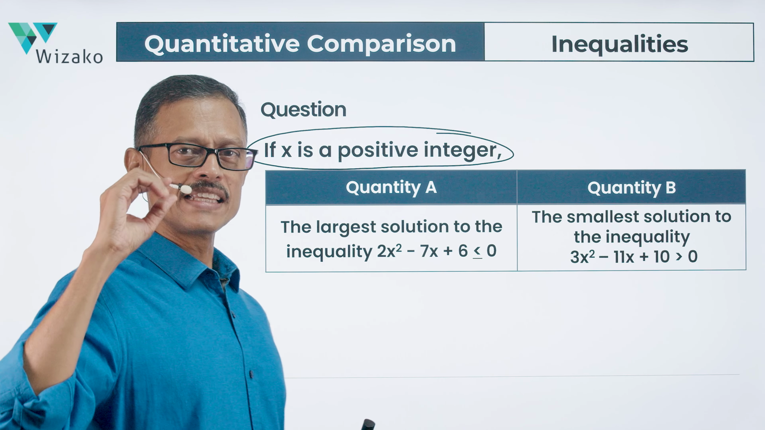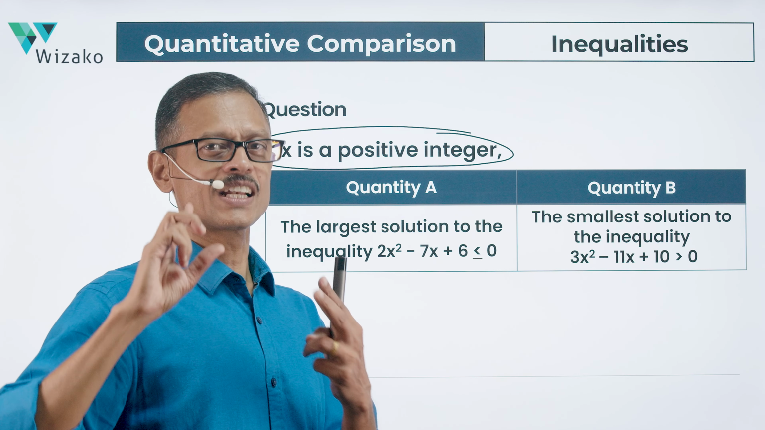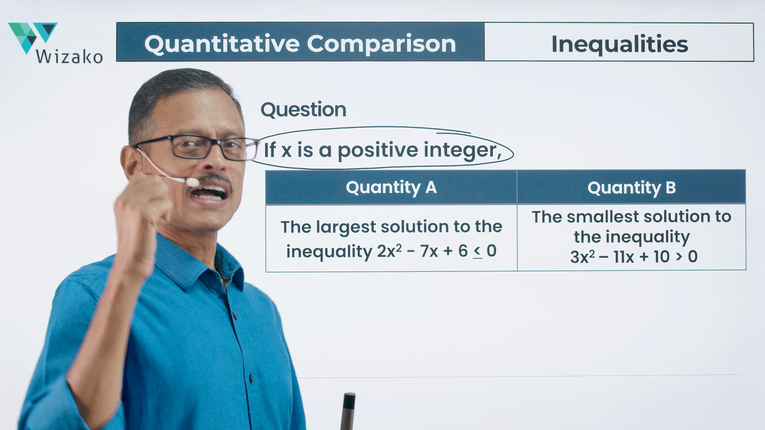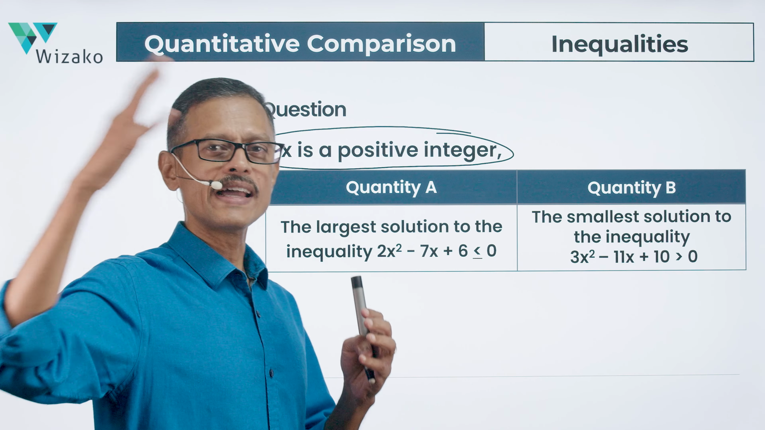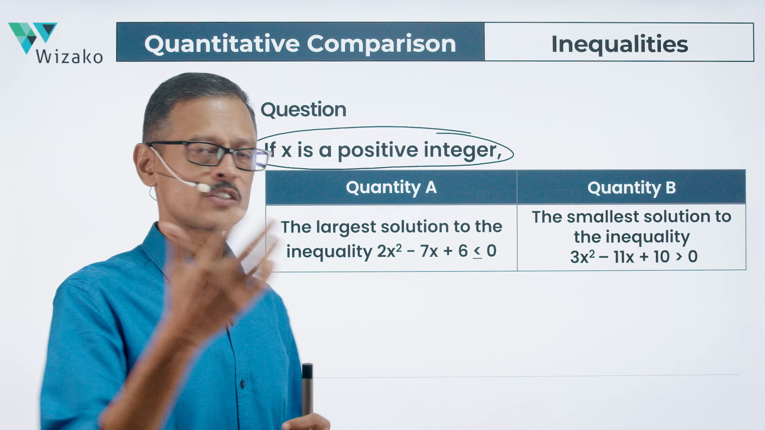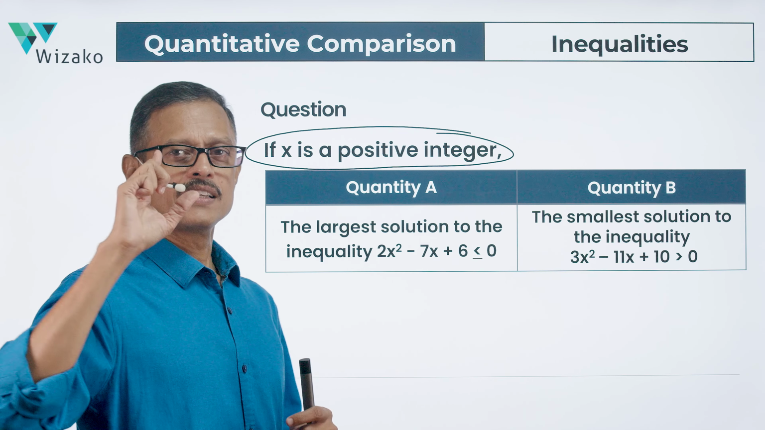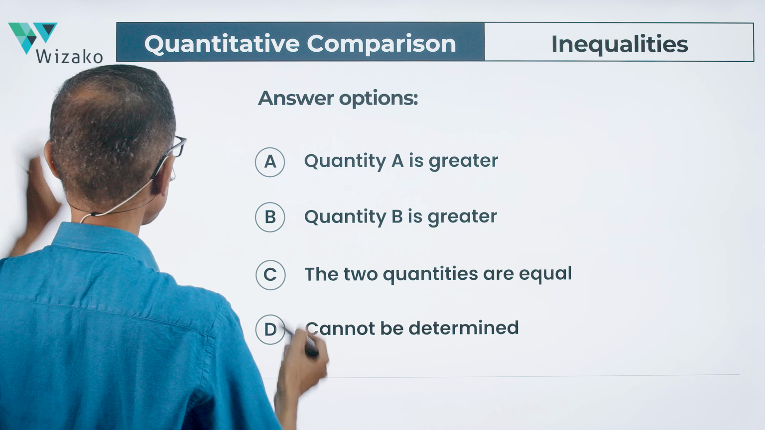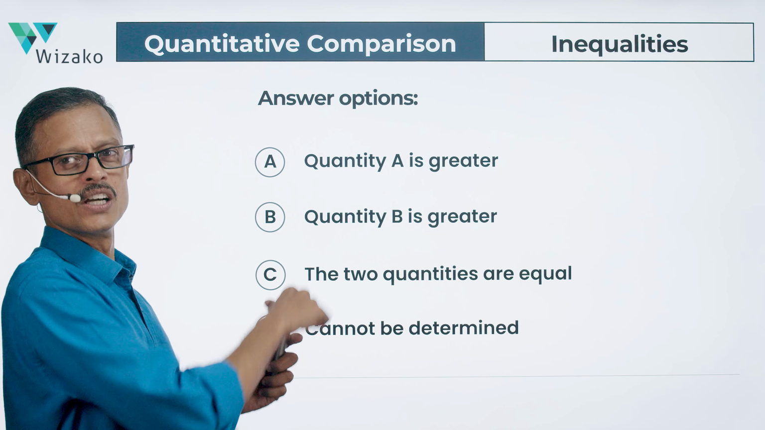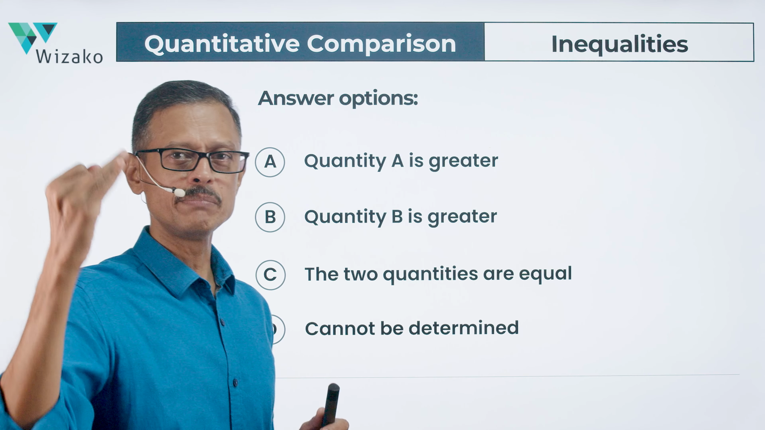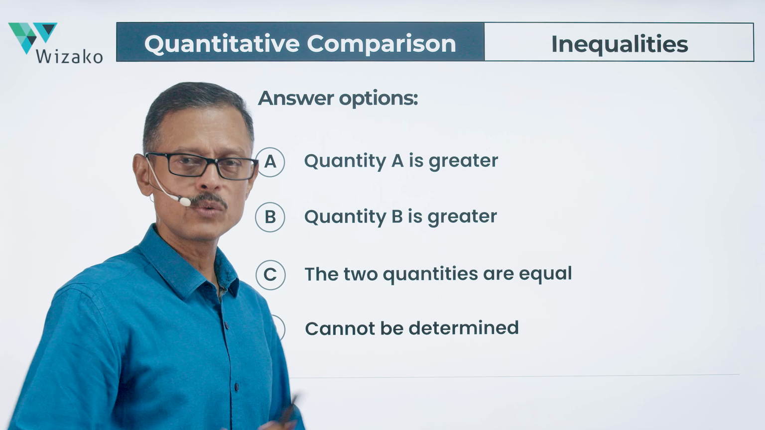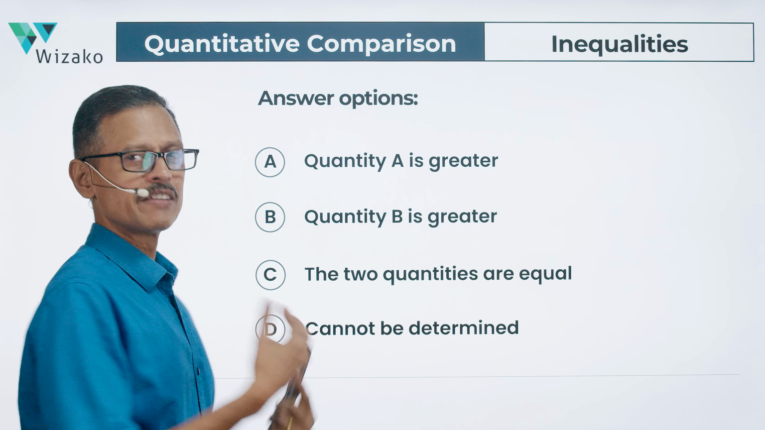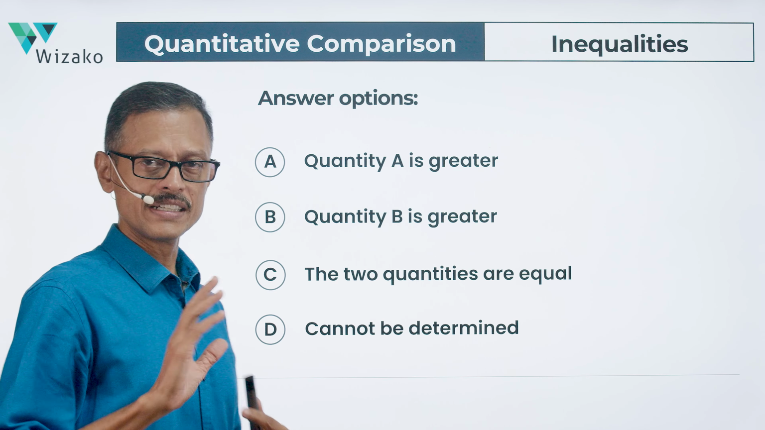Let's start by solving each of these inequalities in quantity A and quantity B, arrive at the solution, and then for the first case, let's pick how high this value can be, and for the second case, how low this value can be, given the fact that x is a positive integer. Start with the first one. Going to factorize this. These are the four answer options. Quantity A is greater, answer is A. Quantity B is greater, it's B. The quantities are equal, then it is C. If you cannot determine which is greater, then the answer option is D.